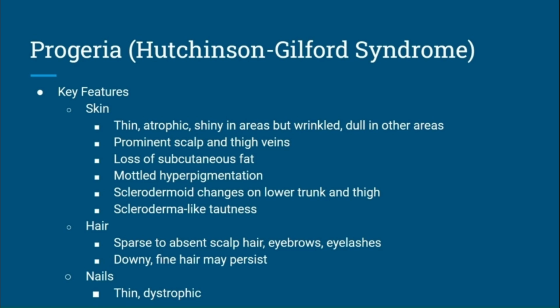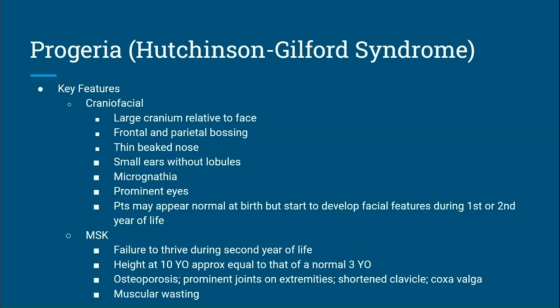You might notice a mottled hyperpigmentation, sclerodermoid changes on the lower trunk and thighs, as well as the same sclerodermoid or scleroderma-like tautness. Hair might be noticed as sparse or absent, especially including eyebrows and eyelashes, but you might still have vellus or downy hairs.